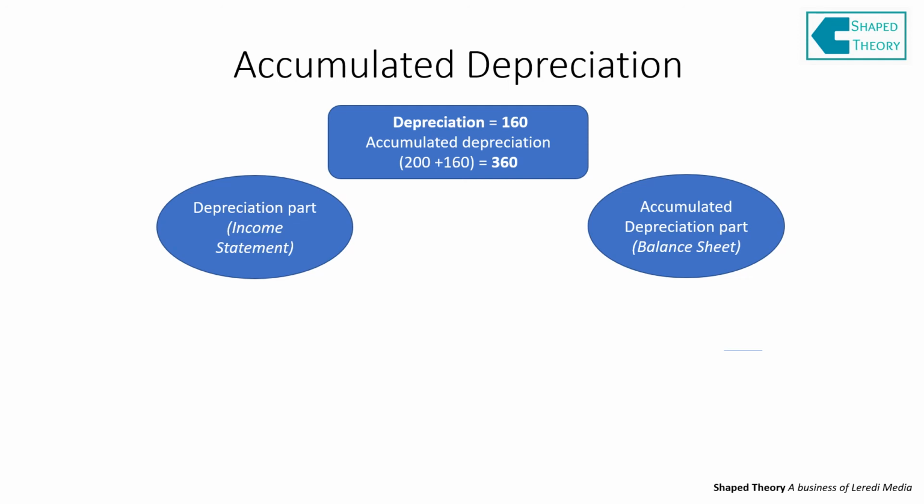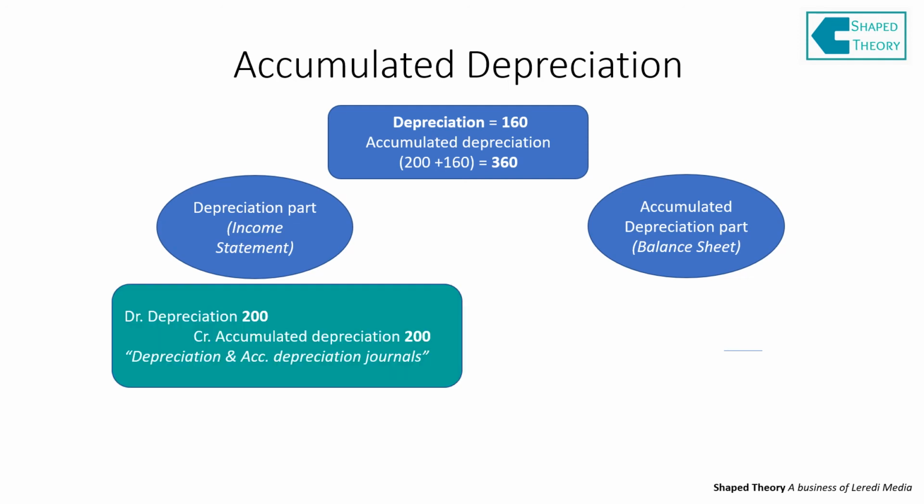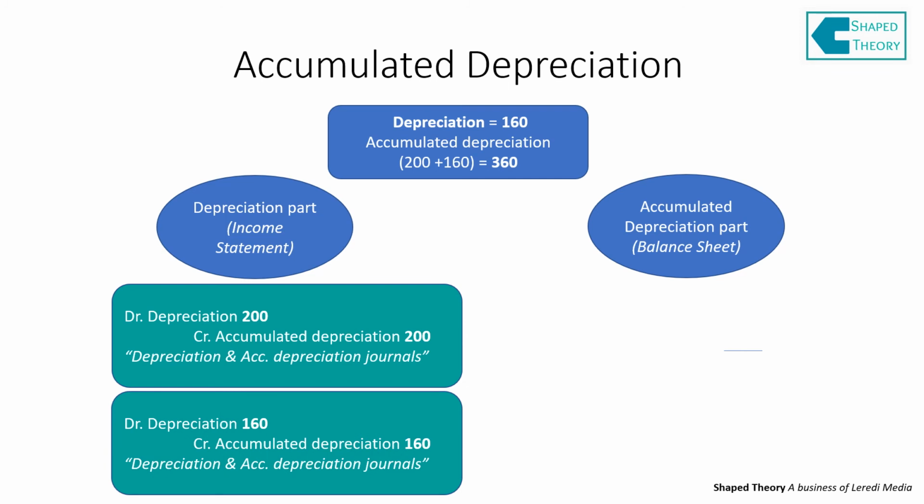If we had to show it in an accounting journal, we would say in period 1, we had depreciation of 200, which was debited, and accumulated depreciation was credited using the same amount of 200. In period 2, the depreciation amount was 160, which will also be debited, and the accumulated depreciation will also be credited using the same amount of 160.